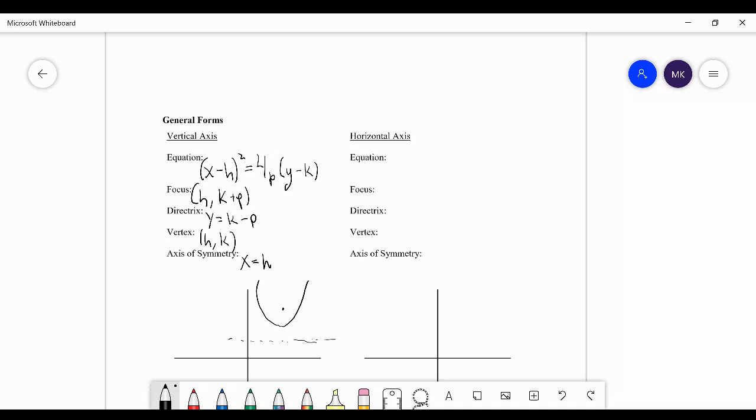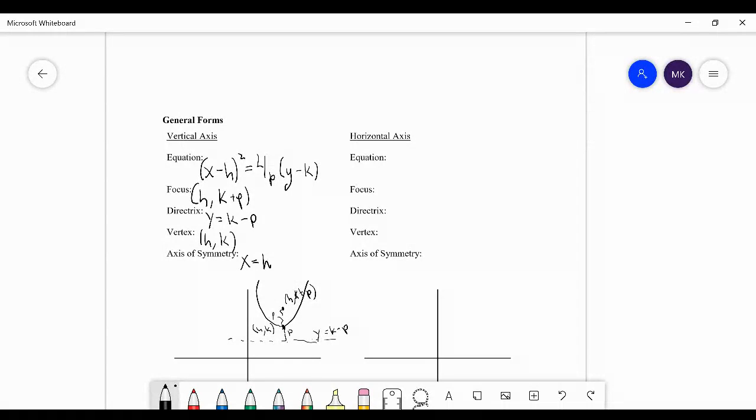Where this distance here is p. This distance here is p. This point is the point h comma k. This point here is the point h comma k plus p. This line is the line y equals k minus p. Okay, and so we can see how this starts to fit together.